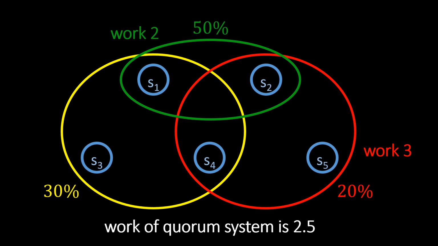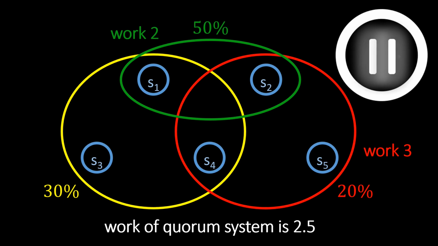We could improve the work of the quorum system if we accessed the green quorum more often. But this would make the load worse. There is usually a trade-off between load and work. Let's say you only care about work. If you could freely design a quorum system, what's the quorum system with the minimum work? Please pause the video and think about this for a second.